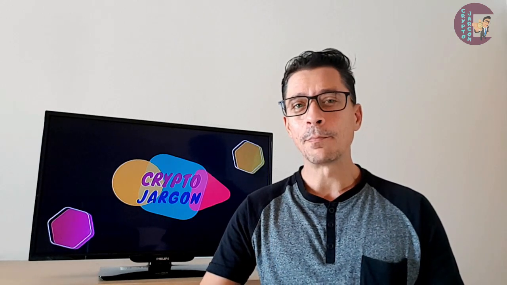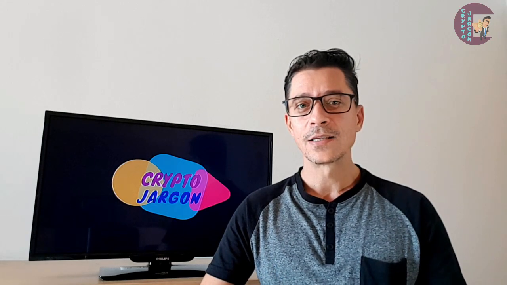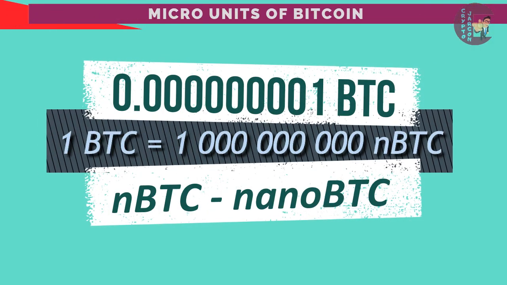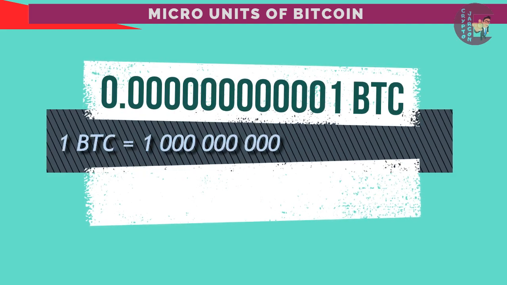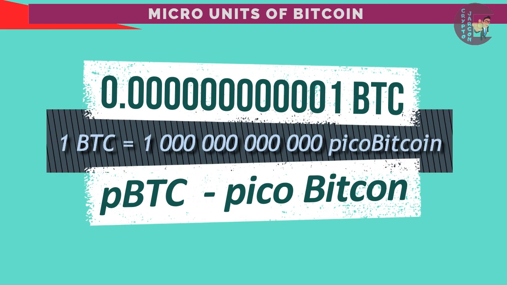as of today, but there are proposals for breaking down Bitcoin to even smaller fractions, such as the nano Bitcoin, displayed with the symbol mBTC, which is a billionth of a Bitcoin. Or we can say that one Bitcoin is a billion nanos. Or we can go even smaller. Pico Bitcoin is a trillionth of a Bitcoin, or one Bitcoin is a trillion pico Bitcoins.